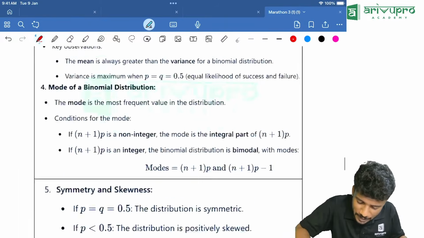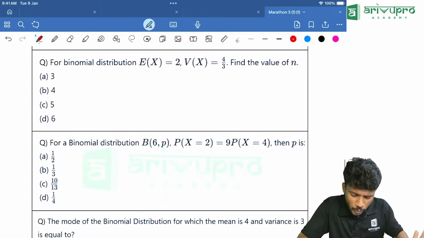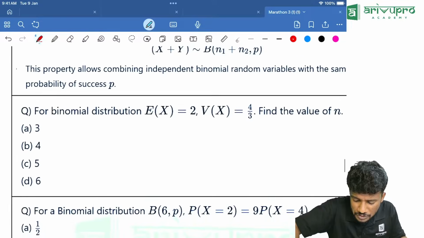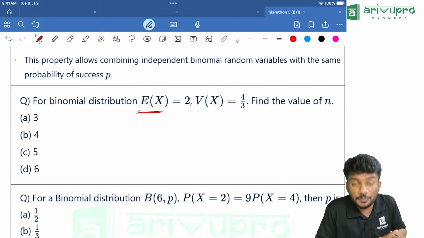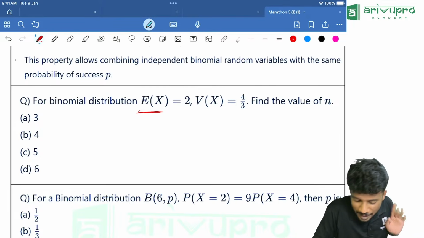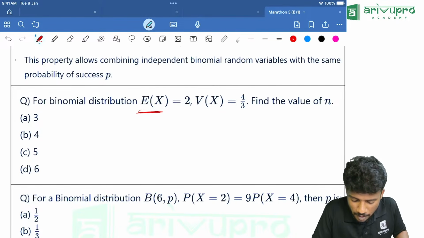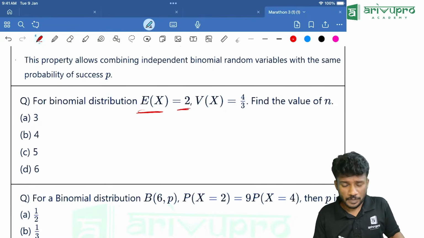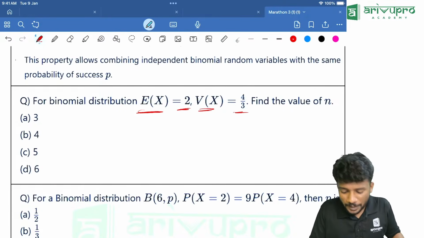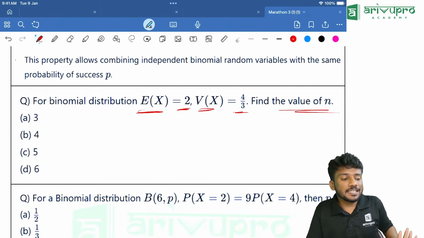Now, I'll take you through one question, then we will talk about other things. Look here, that's why I told you what expectation is before starting. For a binomial distribution, E of X is equal to 2, V of X is equal to 4 by 3. Find the value of N is the question.